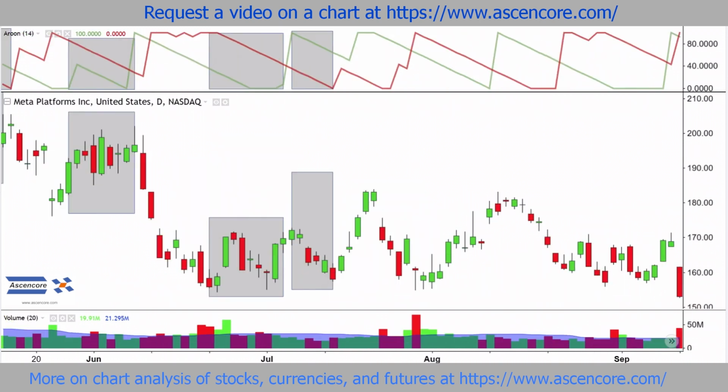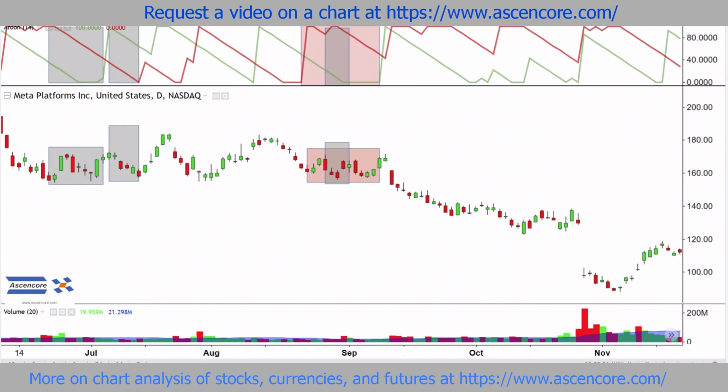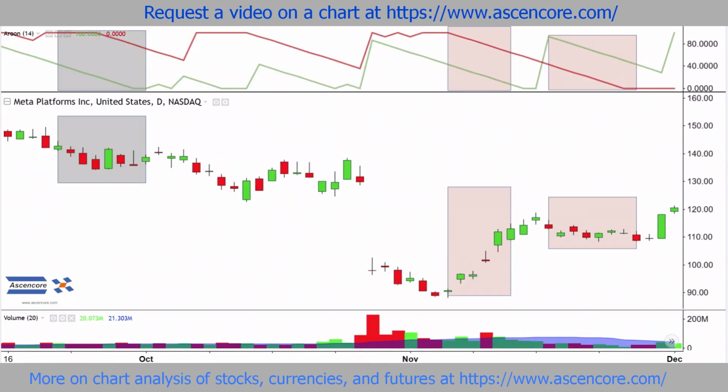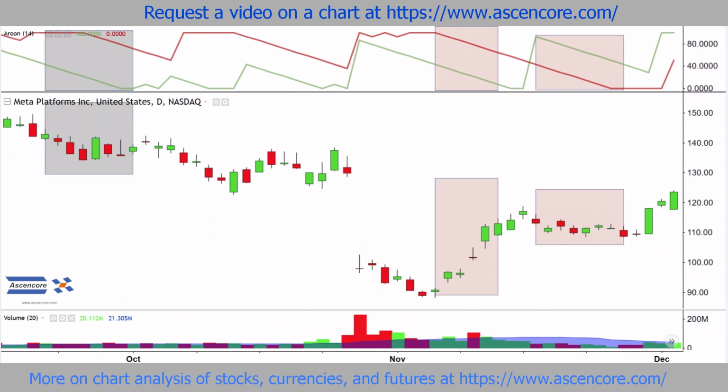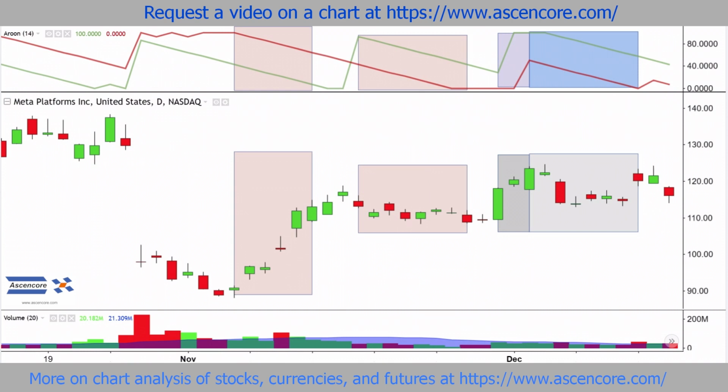This can be in various combinations, where minor upswings or downswings in price within those horizontal ranges can be accompanied by both Aroon lines moving in the same direction, going down or up.